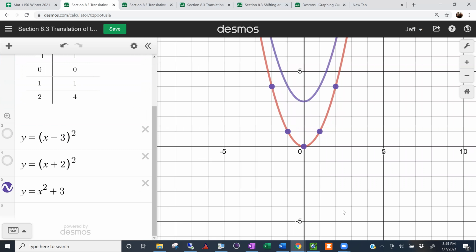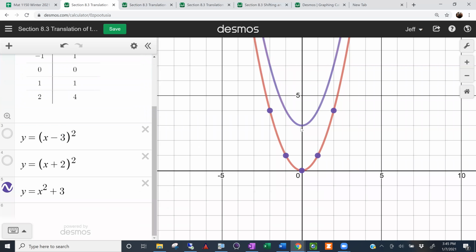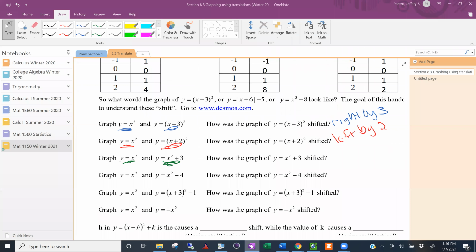And you can see that. So the red graph is a graph of y equals x squared. Here's a graph of y equals x squared plus 3. So that one got shifted up by 3. It's a little different. The vertical shifts are kind of what you expect from them. The horizontal shifts are kind of opposite of what you expect. So this one got shifted up by 3.